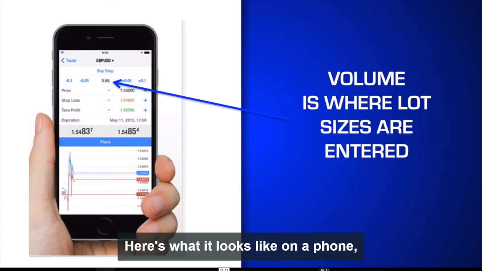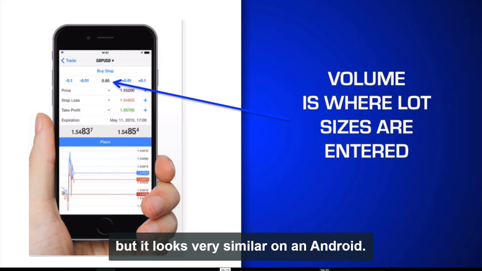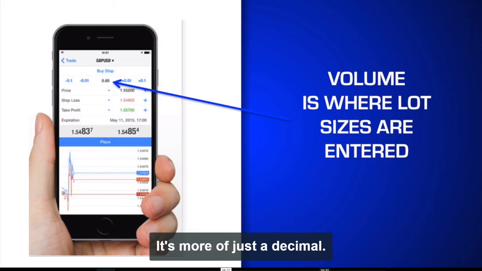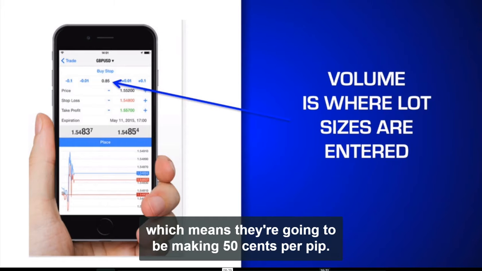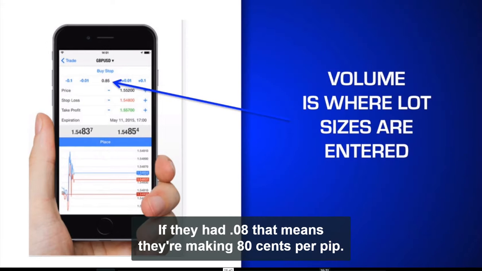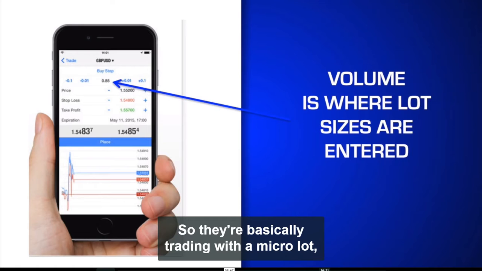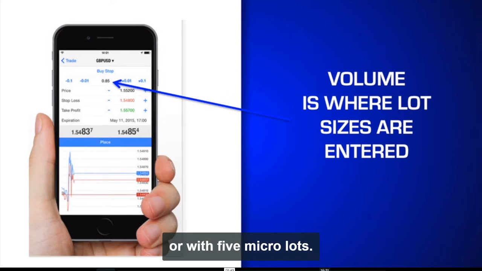Here's what it looks like on a phone, and I really just included only one. This is an iPhone, but it looks very similar on an Android. It doesn't actually say volume, it's more of just a decimal. In this situation, this person is trading with 0.05, which means they're going to be making 50 cents per pip. Okay, does that make sense? If they had 0.08, that means they're making 80 cents per pip. So they're basically trading with 5 micro lots.